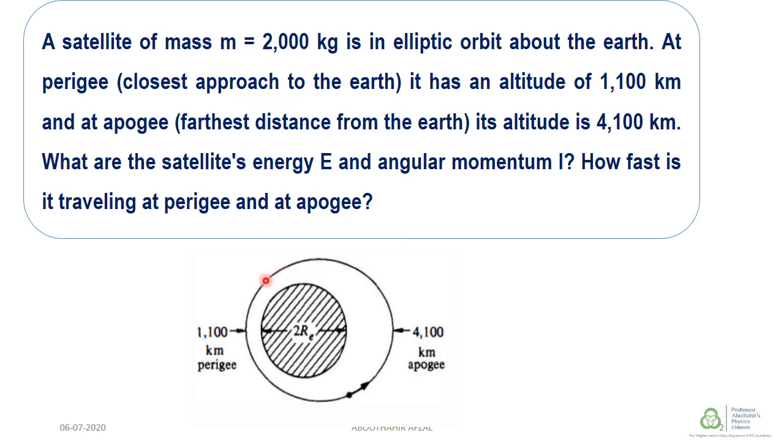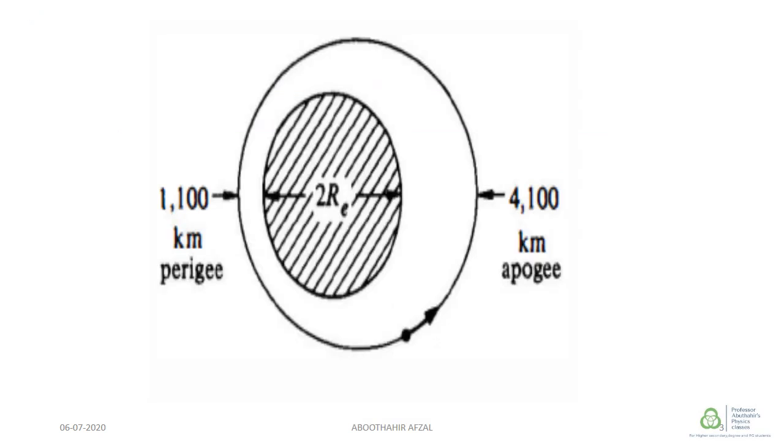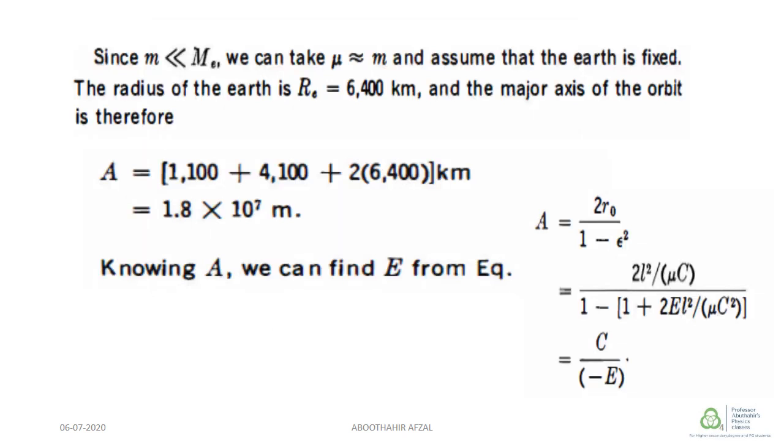So here you can see the orbit of the satellite. This is an elliptical orbit. This is the Earth, and this is the perigee point where the satellite is closest to the Earth. This is the apogee point where the satellite is farthest from the Earth. Next slide. You can see the figure again.